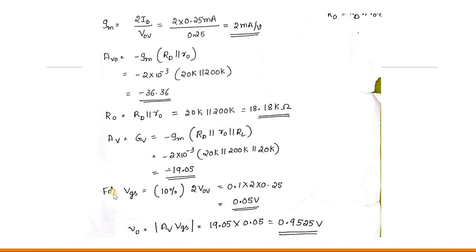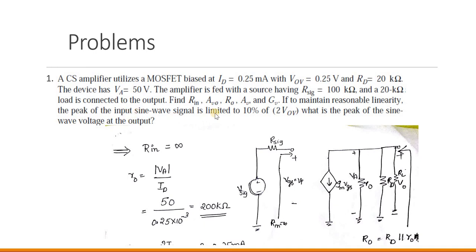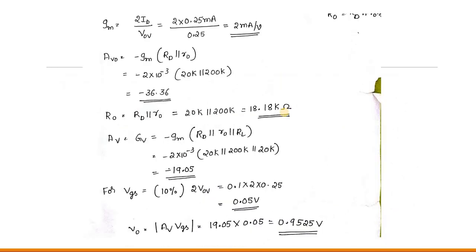Okay. So next, the last condition they had given, that is, the input sine wave signal is limited to 10% of 2 into VOV. What is the peak of the sine wave voltage? What is v0 you are going to calculate for VGS limited to 10% of 2 into VOV. So what is the VGS input voltage you need to calculate? That is 0.1 into 2 into 0.25, 10% of 2 into VOV, where VOV is 0.25 as we have considered. This is the input voltage. For this input voltage, what is the output we are getting? That is nothing but AV into VGS. What is AV? Minus 19.05 into 0.05. This is the peak signal for 10% of the gate to source voltage. I hope this is understood.